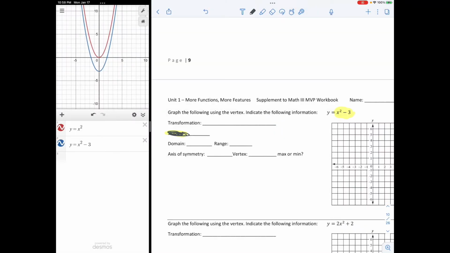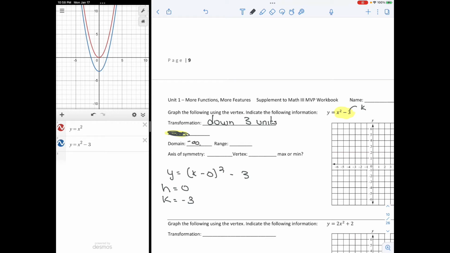So let's go back to our handy-dandy notes, and we're going to note that this is k. Remember, k is outside of the parenthesis. So technically, this can be written as y equals x minus 0 squared minus 3. In this situation, h is 0 and k is negative 3. Okay? So how was it transformed? Since k is negative 3, it moved down 3 units, because k tells us how something moves up or down.